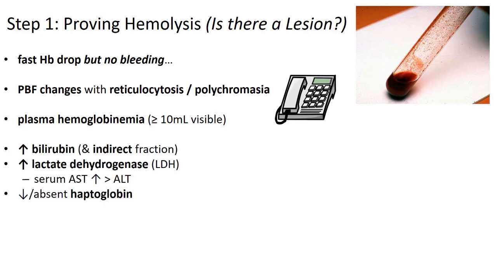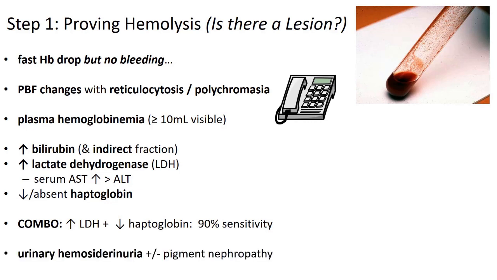More accessible biomarkers, though, in our EMR would be indirect hyperbilirubinemia, lactate dehydrogenase elevations, disproportionate shifts in the AST relative to the ALT, which may be normal, and a relatively decreased haptoglobin with respect to baseline, or the complete depletion or quench out thereof. The combination of a high LD with a low haptoglobin is 90% sensitive to hemolysis.